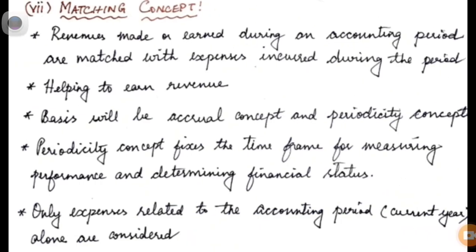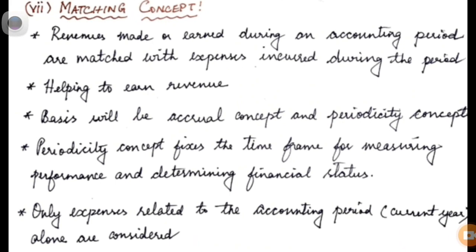And then coming to the matching concept. Here we are going to take two important aspects. One will be the revenues and the other will be the expenses. So what do we do with these two? As per the matching concept, revenues made or earned during an accounting period are matched with the expenses incurred during the period. That means in a particular year, for example during a span of 12 months, they will consider all the revenues that have been earned and the expenses incurred, and a matching takes place here.